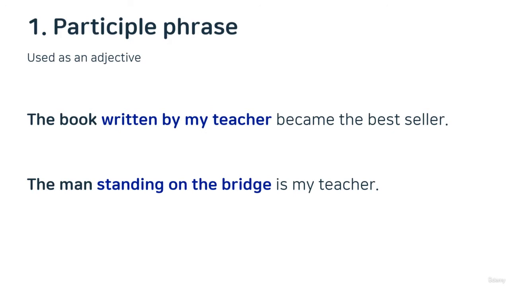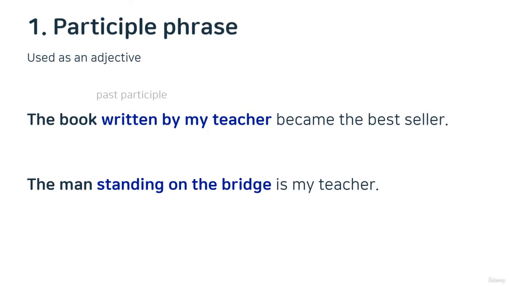The book written by my teacher became the bestseller. The man standing on the bridge is my teacher. In the first sentence, we have the long noun phrase, the book written by my teacher, which functions as the sentence subject. And within this noun phrase, the participle phrase, written by my teacher, functions as post-modifying words and modifies the head noun, the book.